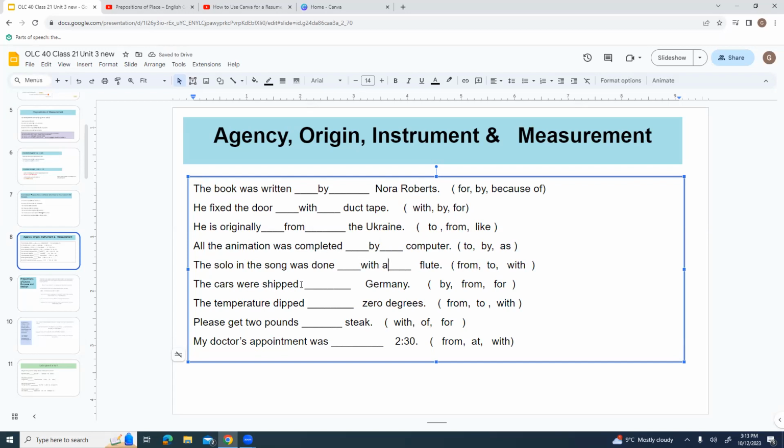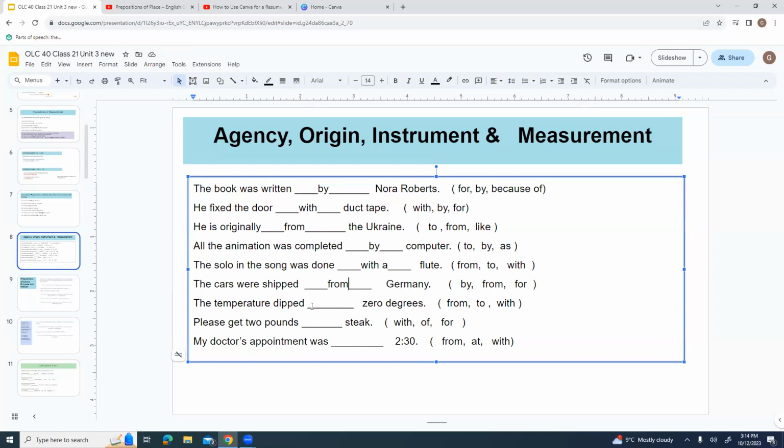The cars were shipped by Germany, from Germany, or for Germany. Generally, I would say from. By wouldn't make sense mainly because like the country of Germany isn't shipping the cars. It'd be a manufacturer, right?